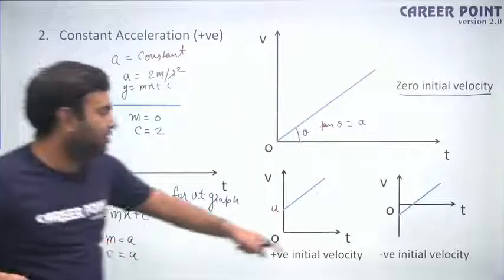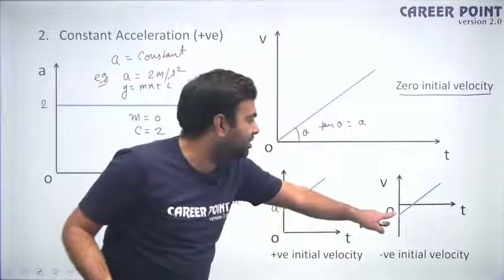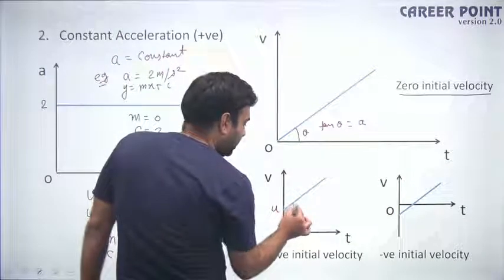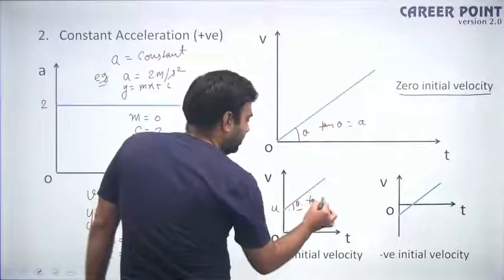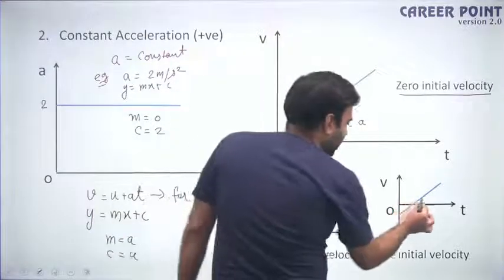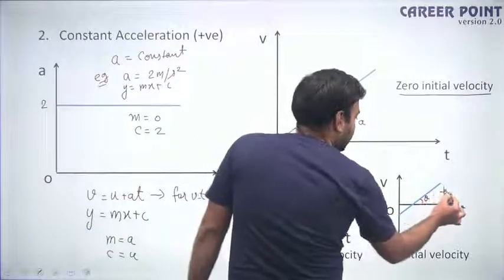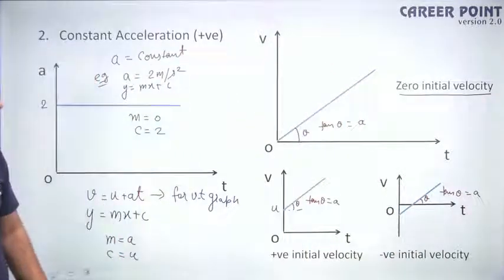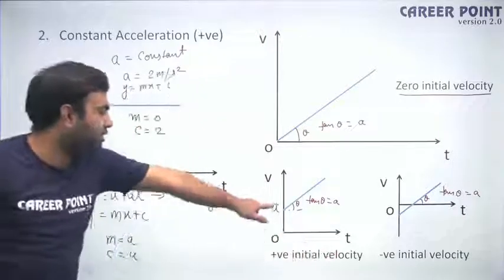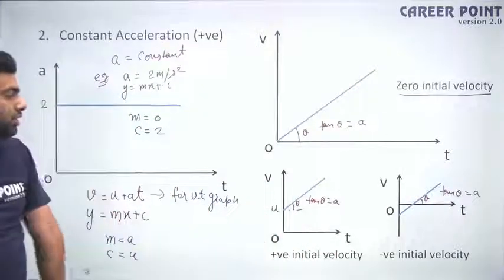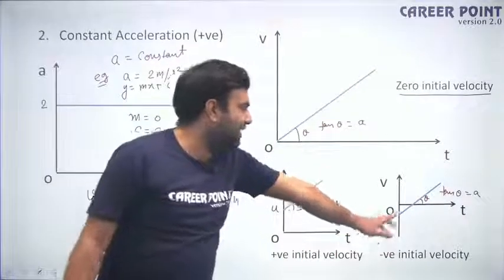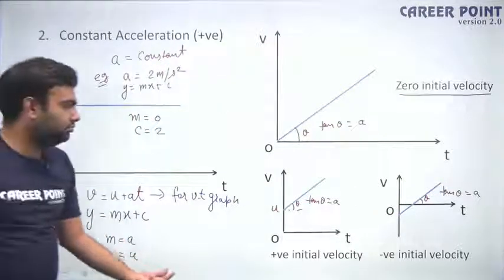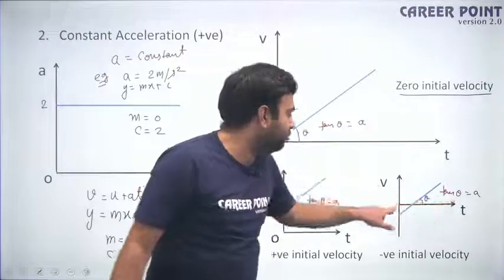Now, if we have initial negative velocity, the graph will start from here. But it is making angle theta and tan theta is equal to acceleration. Again, it is making angle theta and tan theta is equal to acceleration. But in the earlier case, the initial velocity was positive, and here the initial velocity is negative, as you can see. And this is the slope. If c becomes negative, at time 0, velocity will be negative.